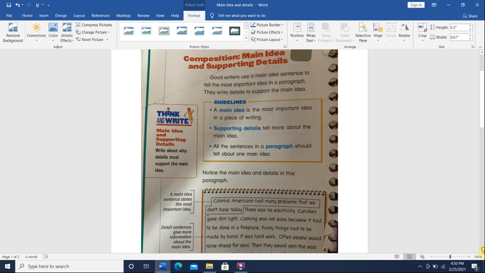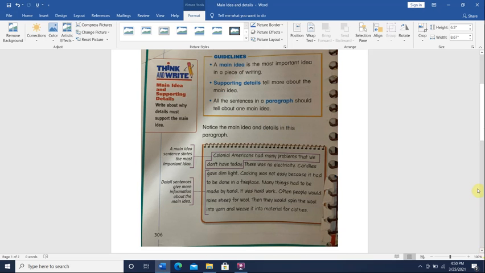Let's read this paragraph here and try to identify and find the supporting details. It says here, colonial Americans had many problems that we don't have today. There was no electricity, candles gave a dim light. Cooking was not easy because it had to be done in a fireplace. Many things had to be made by hand. It was hard work. Often people would raise sheep for wool. Then they would spin the wool into yarn and weave it into material for clothes.